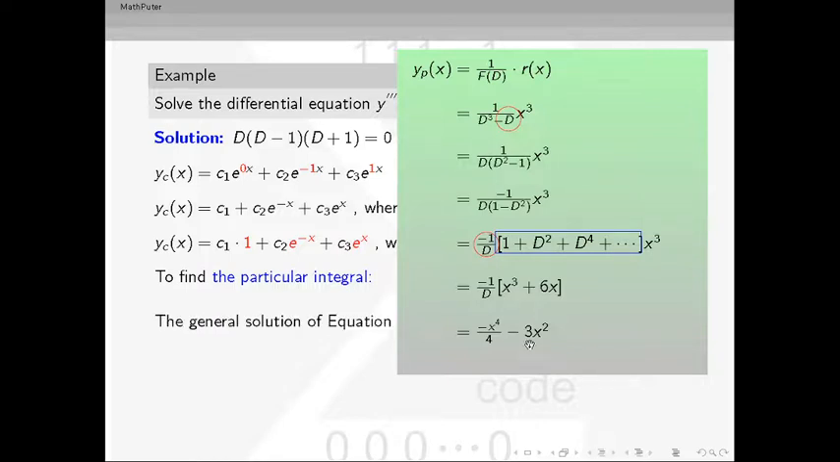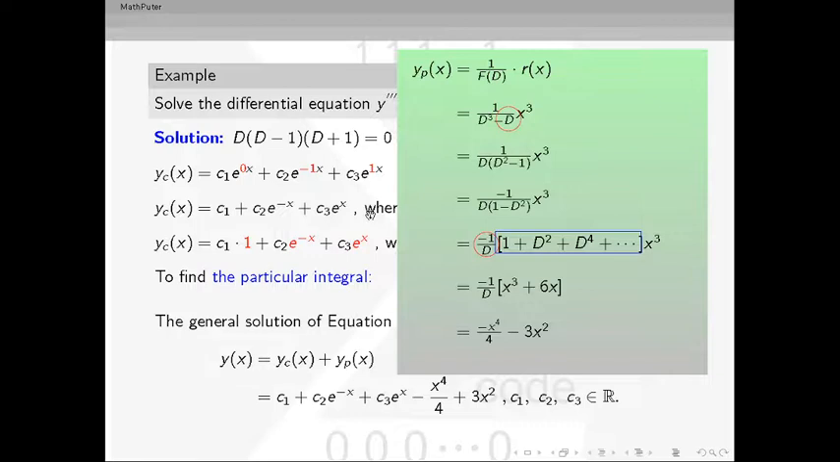minus x raised to 4 upon 4 minus 3x square, and therefore the general solution of this equation is yc(x) plus yp(x). yc(x) is this and yp(x) is this, with c1, c2 and c3 real numbers. Okay, so this is the shortcut method. Now let us apply the assumption.